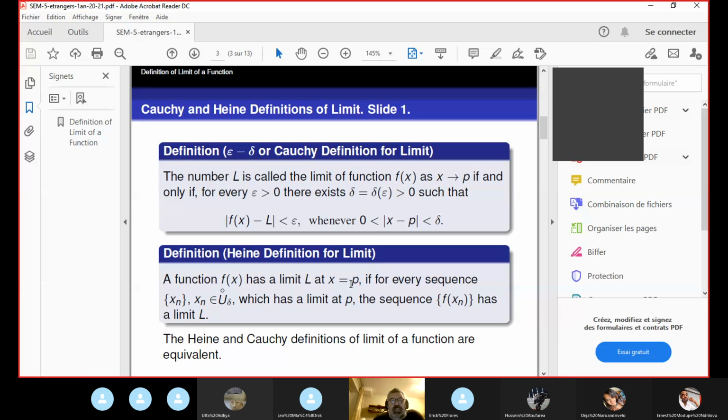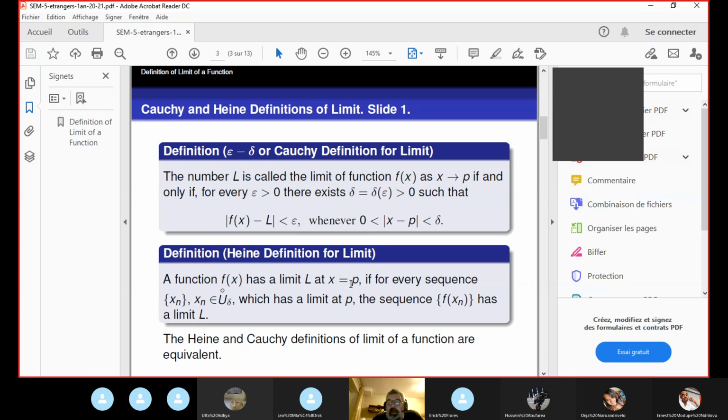So now, as for the Cauchy and Heine definitions of the limit, my favorite definition is the Cauchy definition. We say, due to this definition, that L is a limit of a function as x goes to p if and only if for every epsilon positive there exists delta which depends on this epsilon such that the absolute value of f of x minus L, the limit, is less than epsilon whenever the absolute value of x minus p is less than delta and greater than 0.